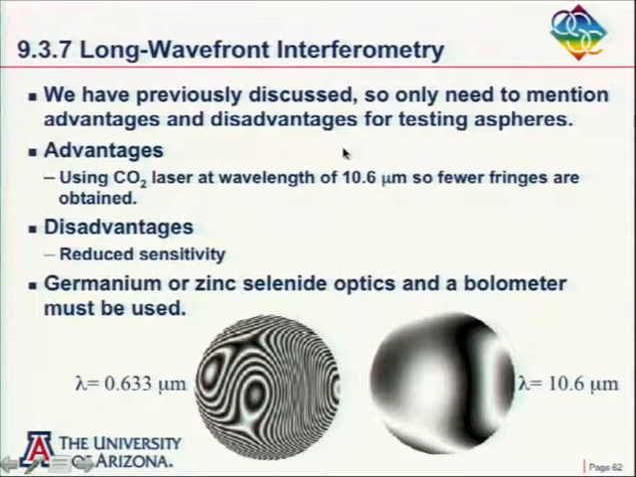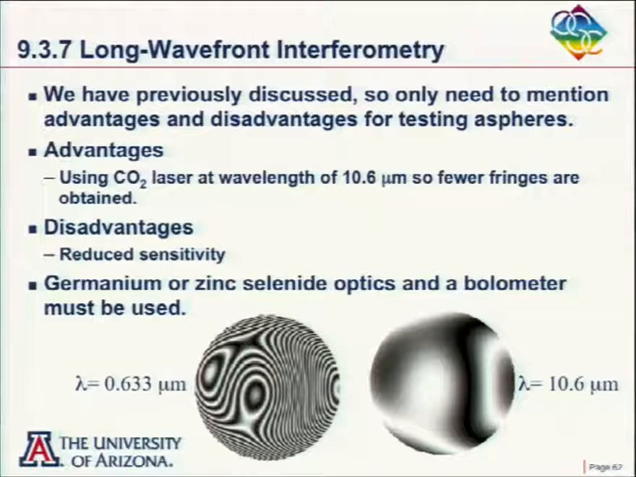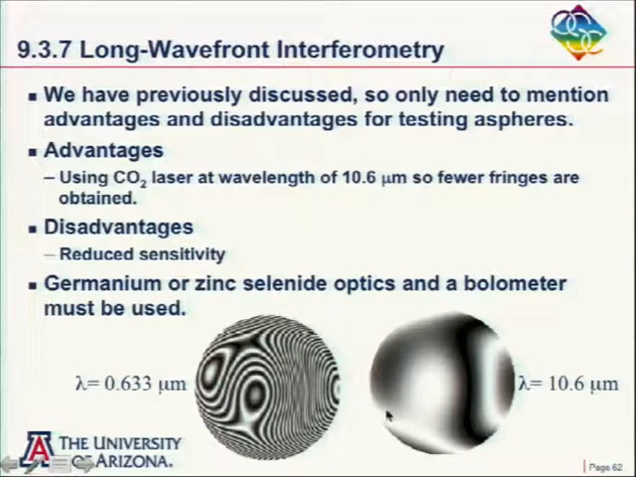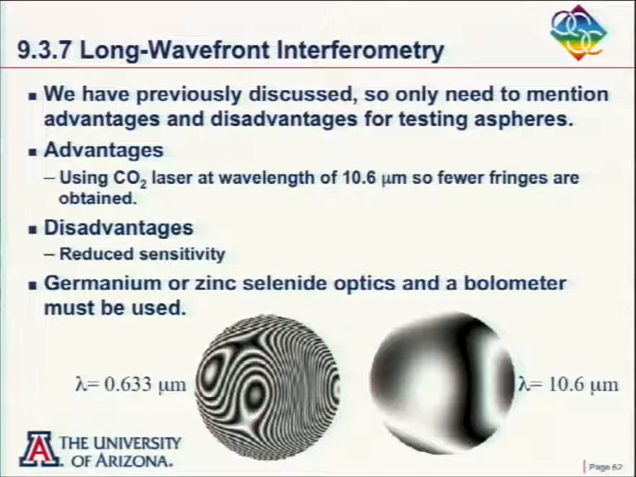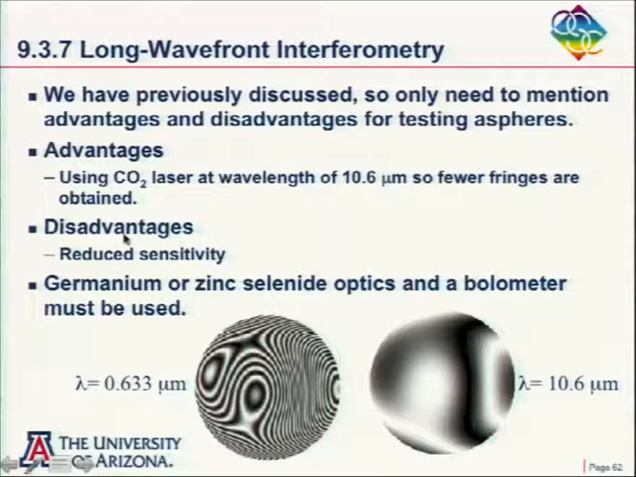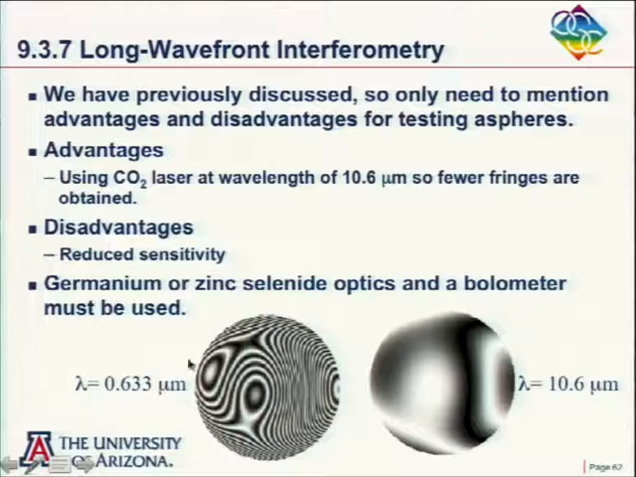Long wavelength interferometry, so, well, we talked about this before. The advantage here is that you can have a lot of asphericity, but if you go to a long enough wavelength, you still have only a few fringes. So comparing what you would have at a helium neon wavelength of 633 and what you have at CO2 at 10.6, it's just another way of working with a lot more asphericity and still get a small number of fringes that you can detect and analyze. So the advantage is you can look at steep wavefronts. The disadvantage is you certainly have a reduced sensitivity, and so reduced accuracy.